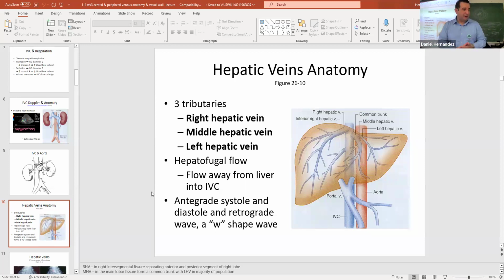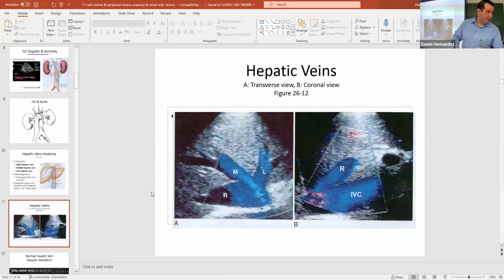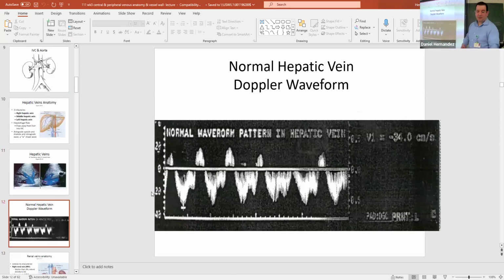So the hepatic veins have a very unique Doppler waveform pattern, and it typically will form a W shape. Within that W shape, we can see systole and diastole, and then a momentary period of antegrade flow or flow reversal above the baseline. That's represented by the cardiac contraction. So this is that normal hepatic Doppler waveform.